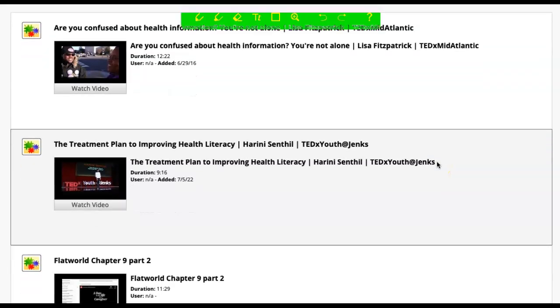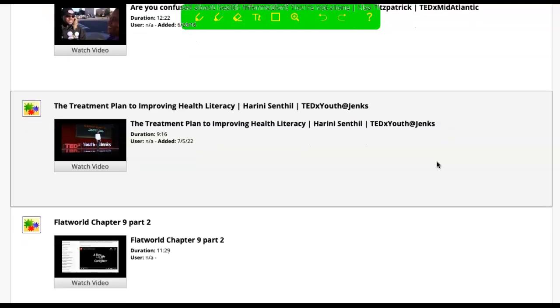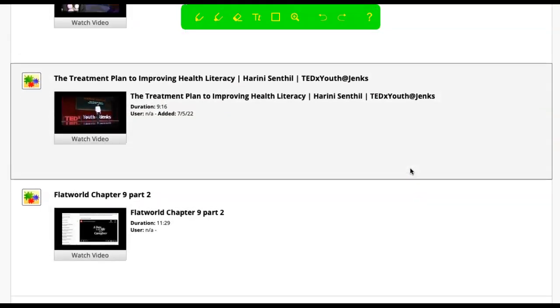One of the aspects of making sure that we understand how to communicate effectively, of course, is making sure that patients understand a lot of the acronyms in healthcare and a lot of terminology that we use often. So we're going to go back over Flat World Chapter 9. So this is Chapter 9, Part 2.